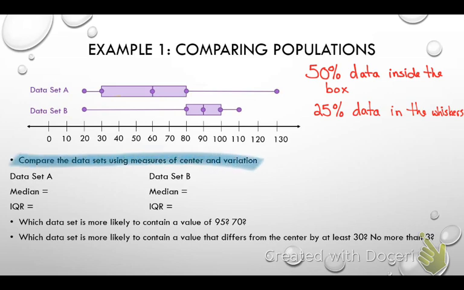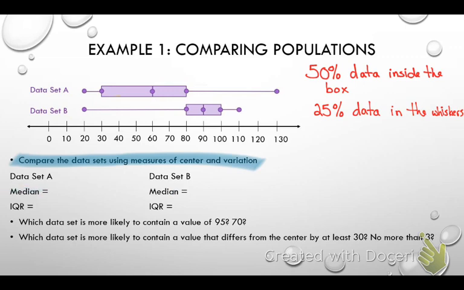Compare the data sets using measures of center and variation. So I kind of gave it away here. I told you it's the median, okay? But again, why is it the median? It's because I have these outliers out here. If I try to use the mean, then it's not going to be accurate because of the outliers. So it is the median, and the box and whisker plot actually just comes out and tells you what the median is. You just have to know what you're looking for, okay?